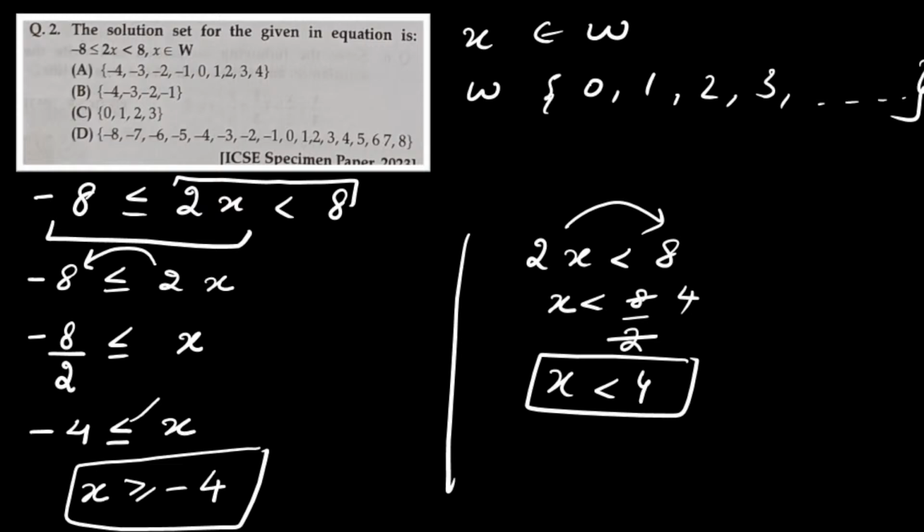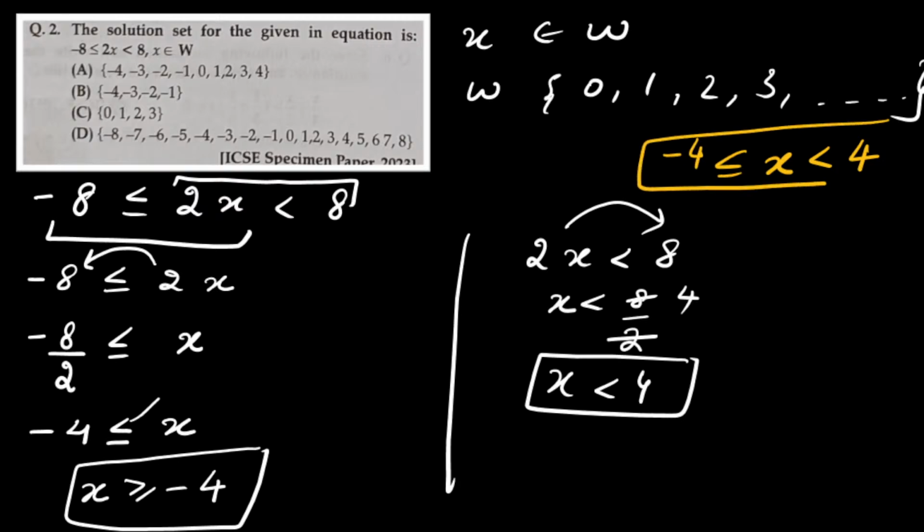So let's see which one is the answer. One single thing I'll write: I'll combine both answers. x is less than 4 and x is greater than equal to minus 4. So x belongs to whole numbers. From this range, whichever whole numbers are there, we have to include.